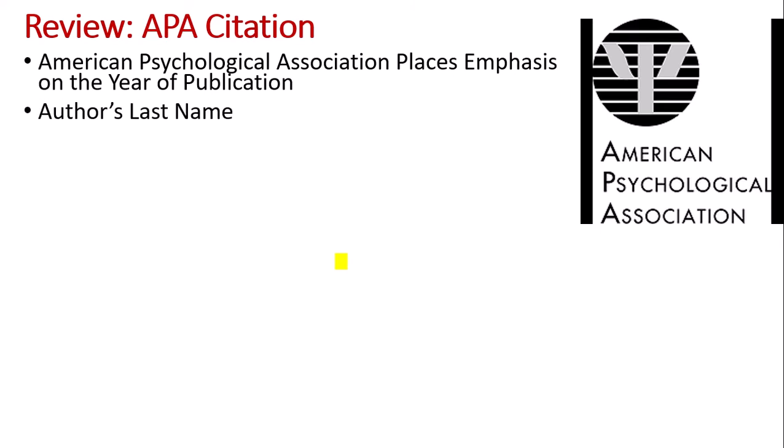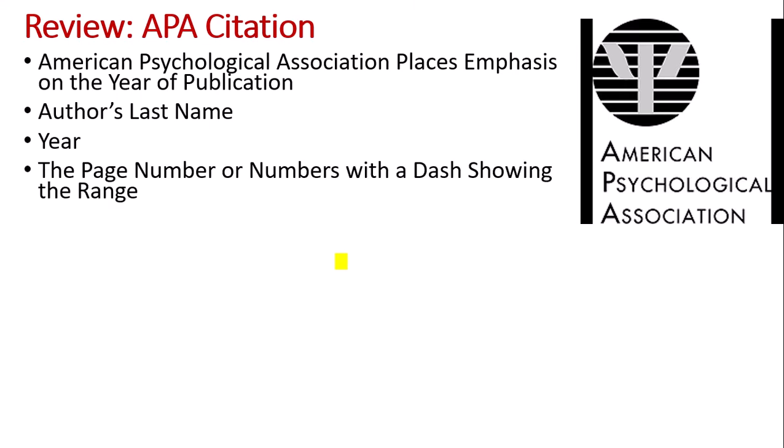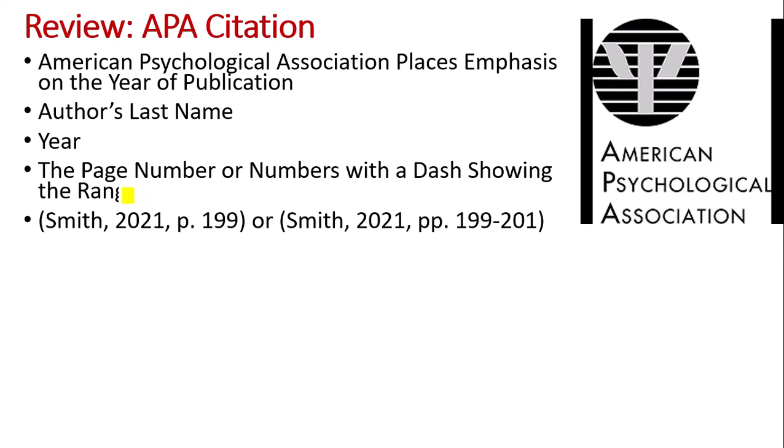So in these in-text or parenthetical citations, you have the author's last name, then a comma, then the year, then another comma, then the page number or numbers with a dash showing the range. So it looks like this. Smith, 2021, p. 199, or if it's a range, pp. showing more than one page, and then 199-201. So that might be used for a summary.